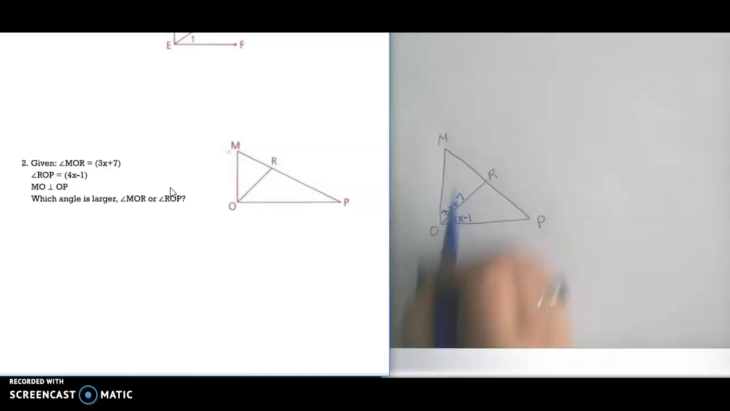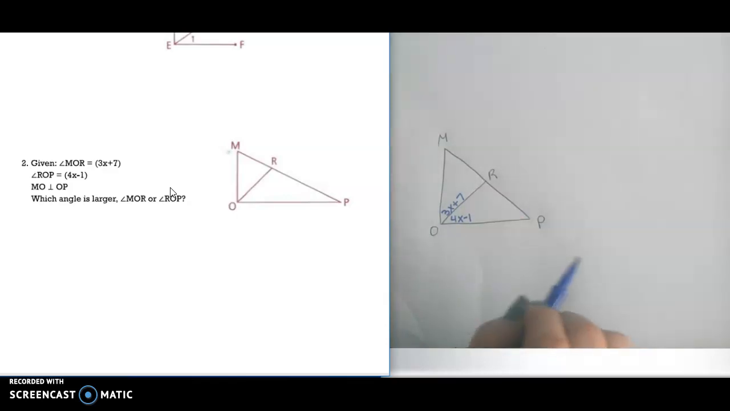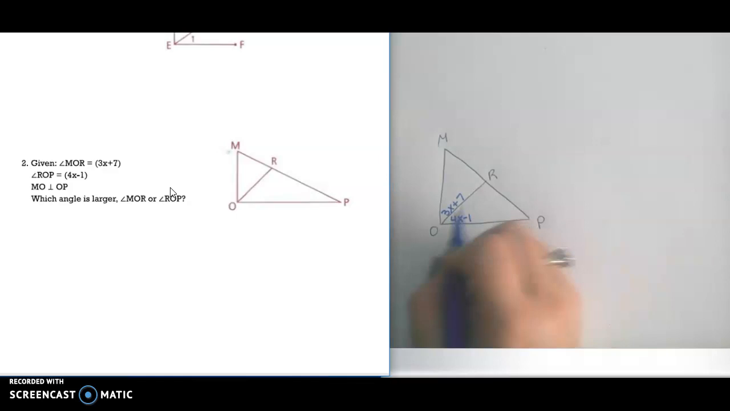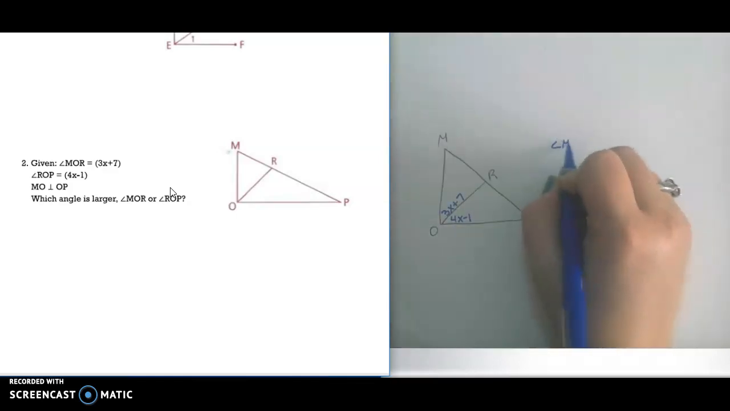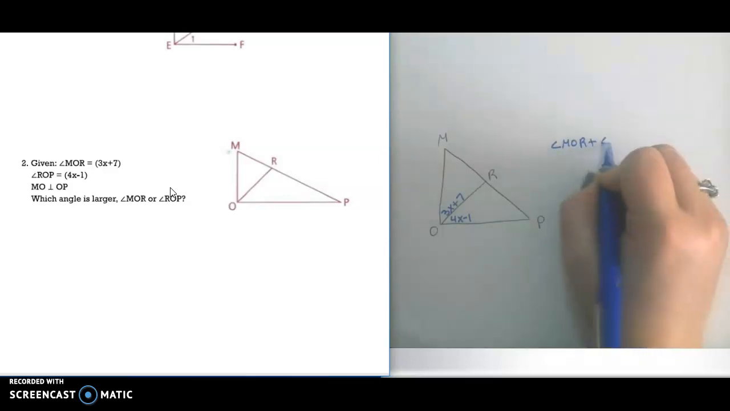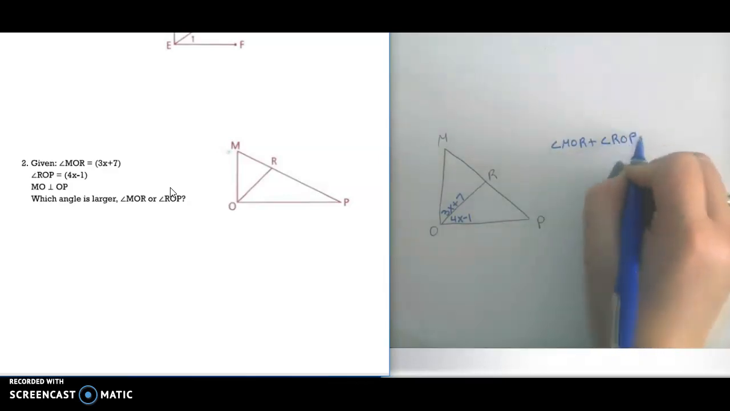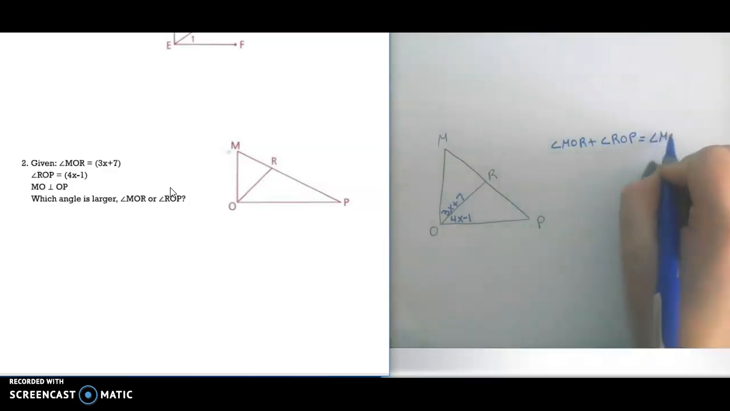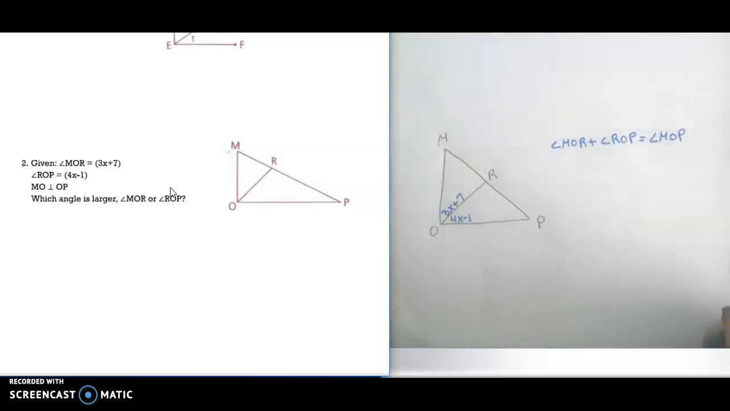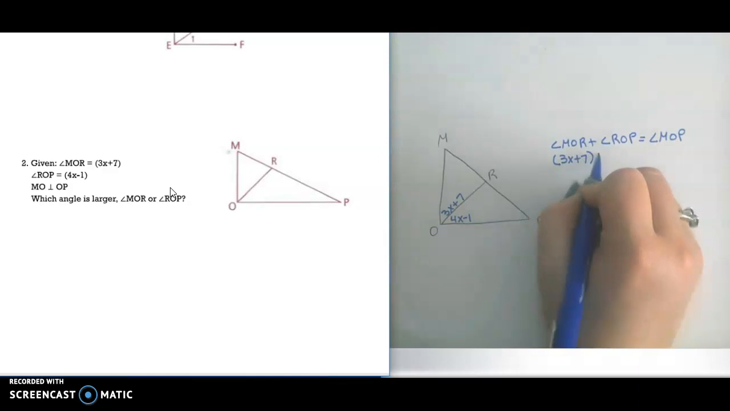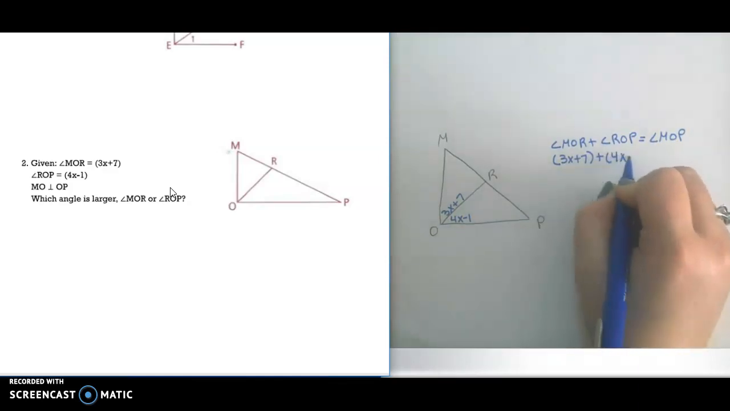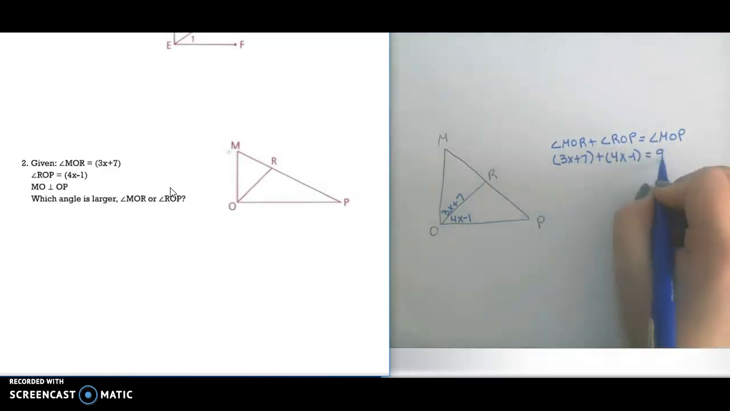That means angle MOP is a right angle. And remember, right angles are equivalent to 90 degrees. So I can say the sum of my two angles, angle MOR plus angle ROP, that's equal to angle MOP, and that's a right angle. So I can plug in my values I'm given. 3x plus 7 plus 4x minus 1 is equal to 90.